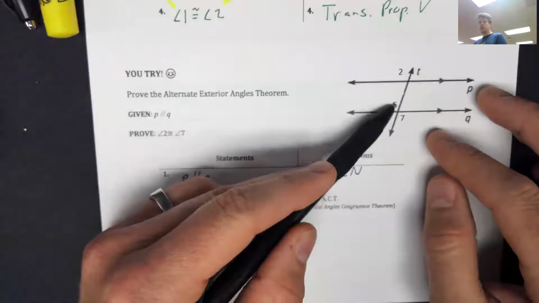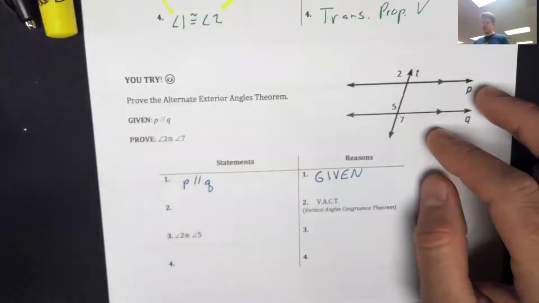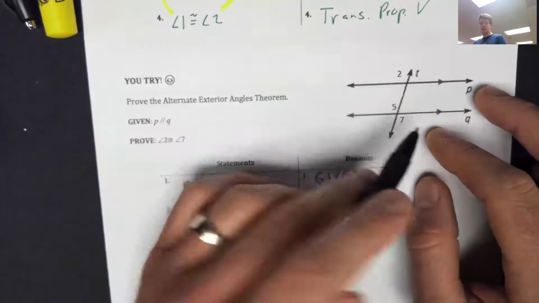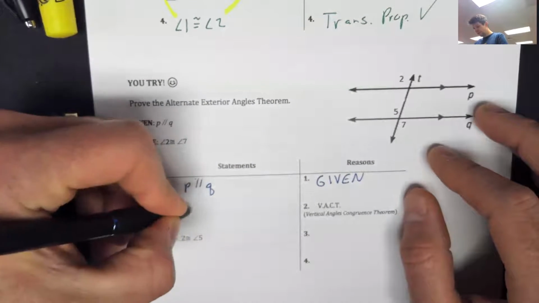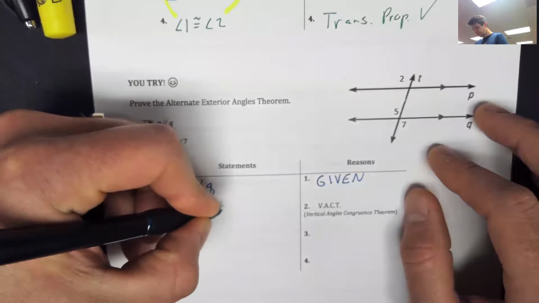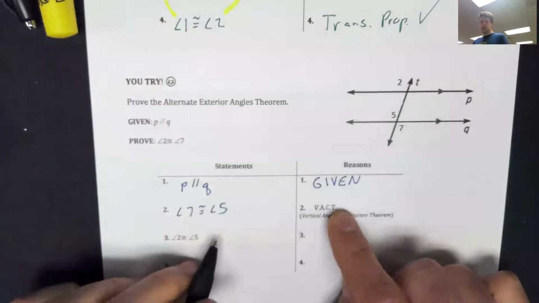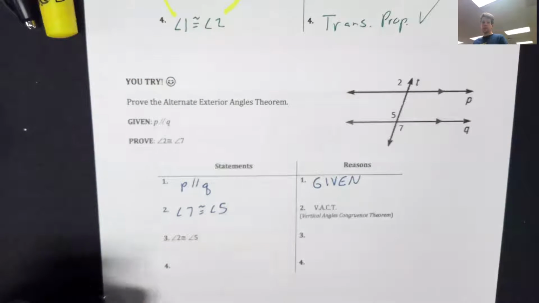So we're going to need to see if we can incorporate angle 5. And not surprisingly, you'll notice that 5 and 7 are very closely related to each other. So I'm going to make a statement about that. They're vertical angles, and so I can use my vertical angle congruence theorem to state that they are going to be congruent to each other.